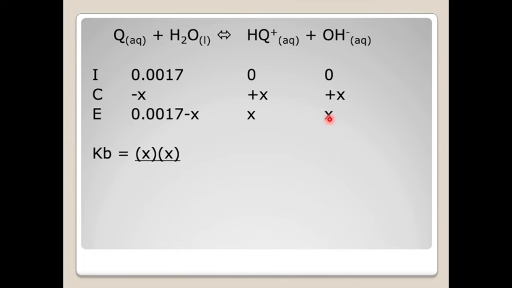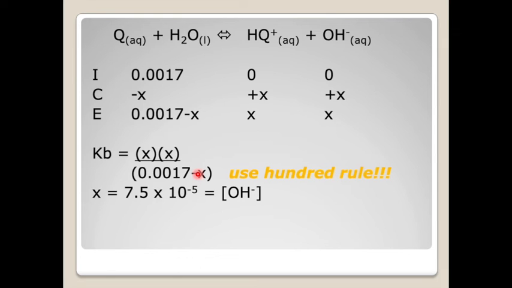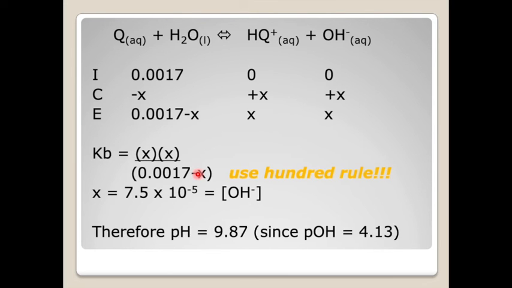Our Kb expression is products over reactants, and this should look eerily familiar to our Ka examples, our Ksp examples, and the stuff we've seen previously where we have this x squared emerging. In this case, we have the minus x. Well, we have the 100 rule from a previous lesson. We can use the 100 rule to find out that x is going to be very, very small, and we can simply move things around and then solve for x, which gives us our hydroxide concentration.